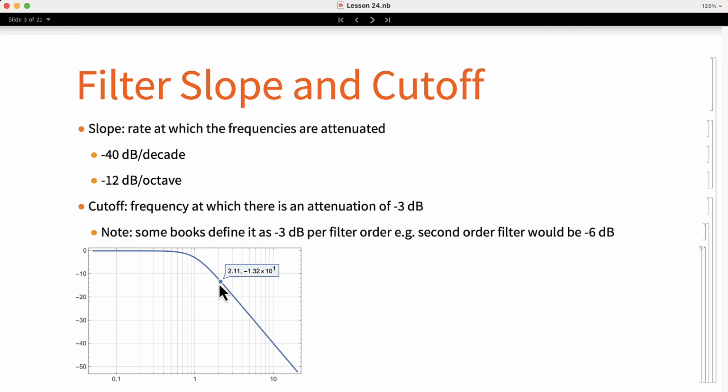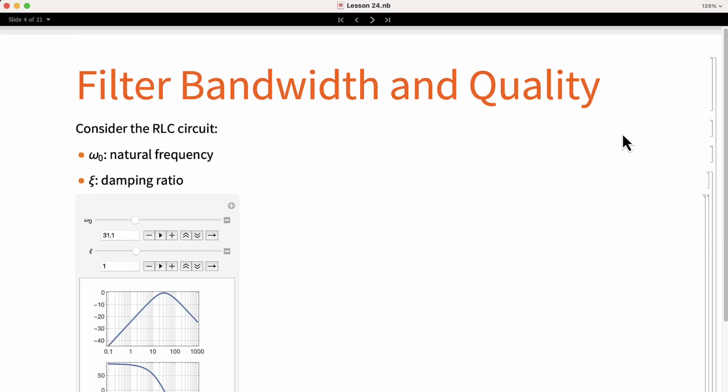Most books define it as the point at which the frequency response has an attenuation of minus 3 dB. In other books, I have seen that they use minus 3 dB per order of the filter, so a second order filter will be minus 6 dB. In this example, we can see that at 1 radian per second, we have an attenuation of minus 3 dB. Now let's talk about the bandwidth and quality factor of a filter. To make things easier, let's take the RLC circuit that we studied in a previous lesson. If we plot the frequency response, we can see that it looks like a bandpass filter.